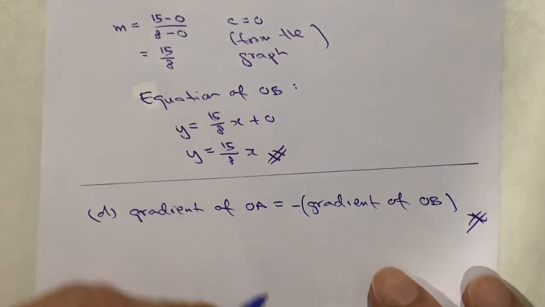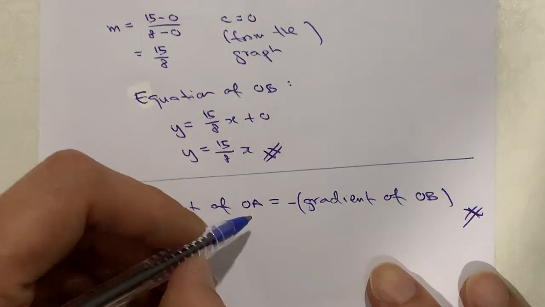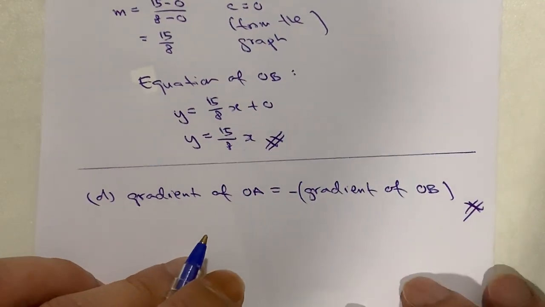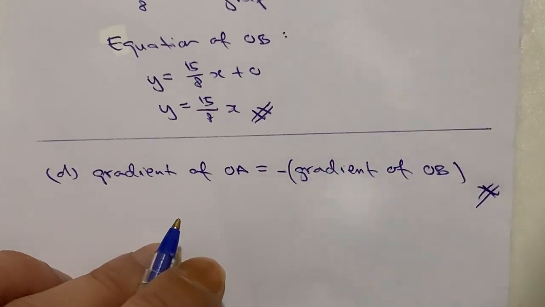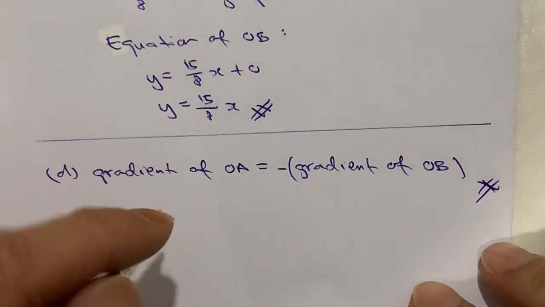So in this case here, you have the relationship for the gradient of OA and the gradient of OB.